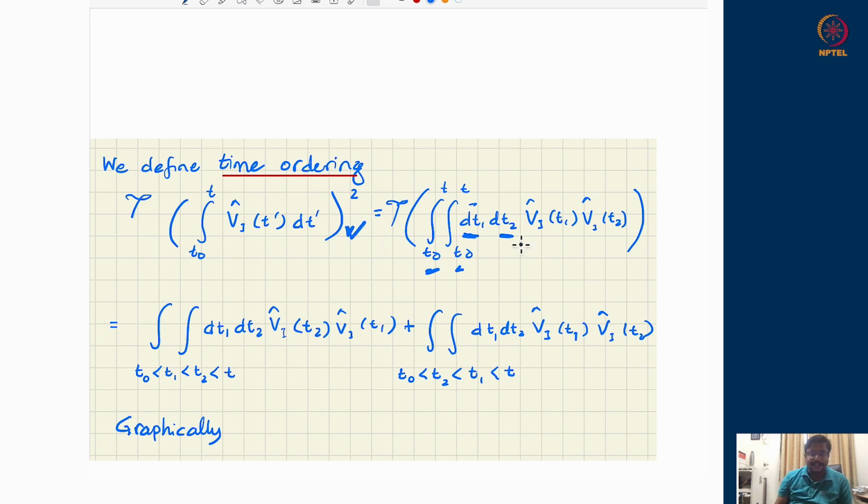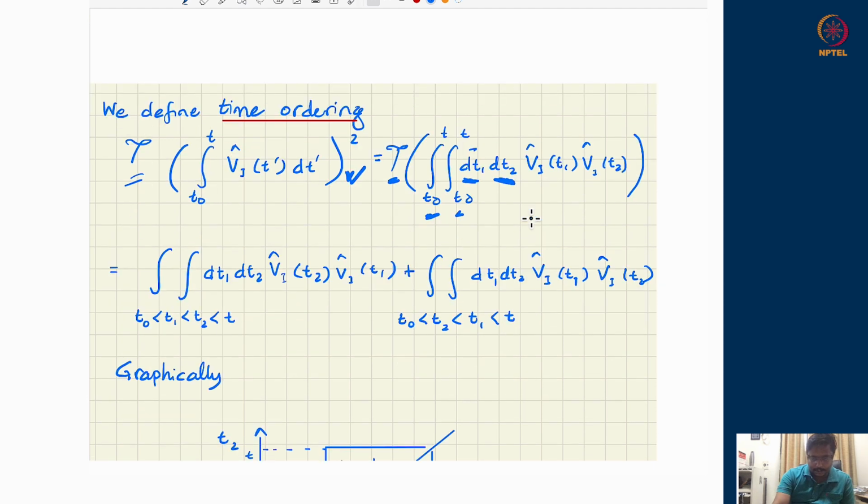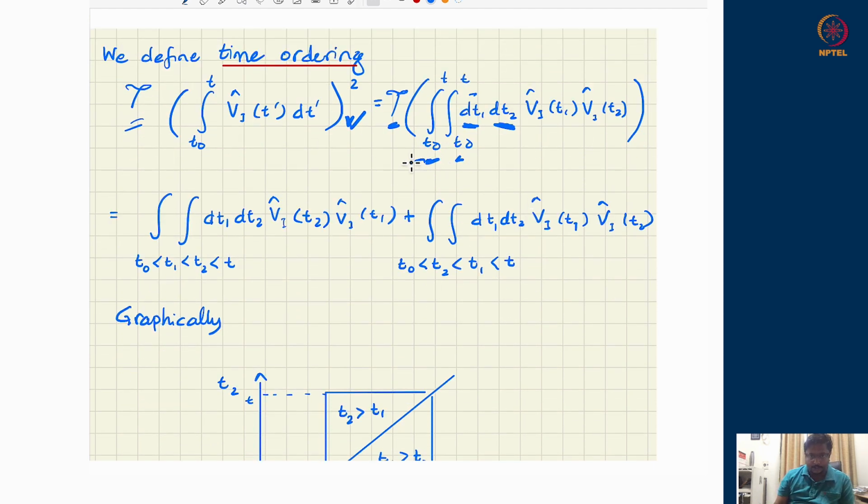So that square can be written as just a plain simple double integral of the same limits. Then I define something called a time ordering on both these quantities. This symbol, curly T, is the time ordering. That means I will order the integral along the time direction. That is, I will do the dt2 integral up to the limit till which it is greater than the dt1 integral, and then vice versa. It will become clear in a minute what it means according to the time ordering.